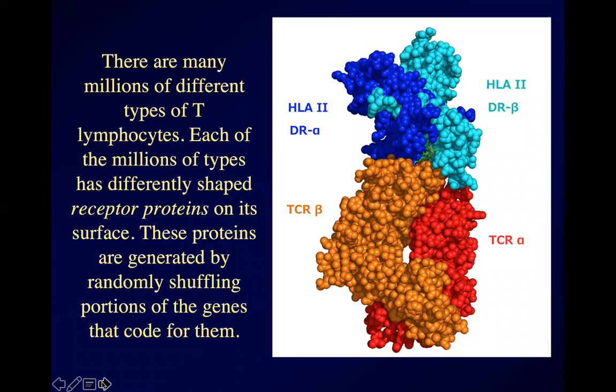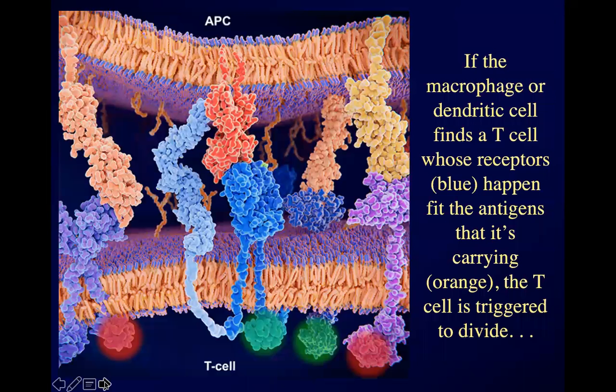So imagine a macrophage carrying around a piece of a dead bacterium, going up to each T lymphocyte and saying, hey, does this fit you? No? Okay, how about you? Does this fit you? No? Okay, how about you? Does this fit you? Yes! So eventually the right T lymphocyte is found. And that's what it looks like in this colorized computer graphic.